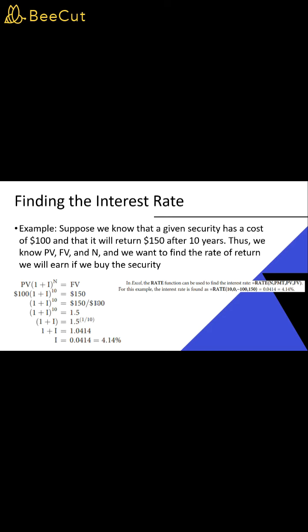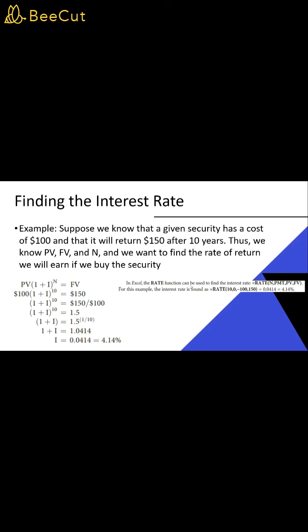Here you divide 150 by 100, that is going to give you 1.5. And then, because the exponent is 10, what you can do is take both sides to the power of 1 over 10. And that is going to give you 1 plus i is equal to 1.0414, which when you subtract 1 from that, is going to give you 0.0414 or 4.14%.